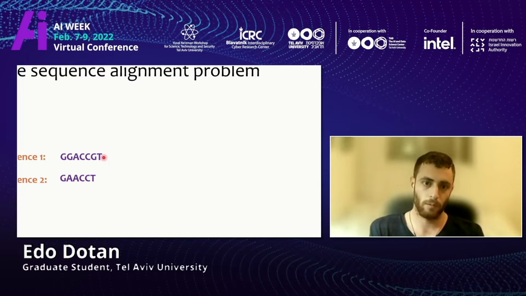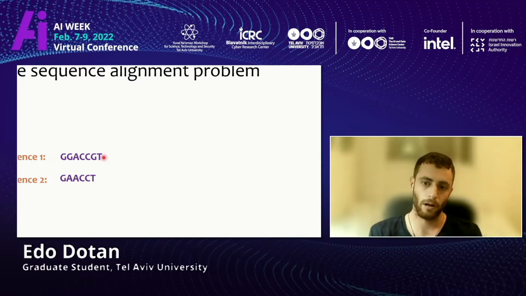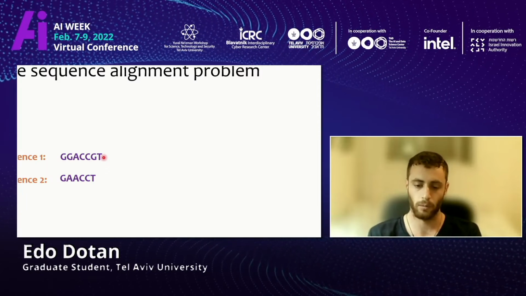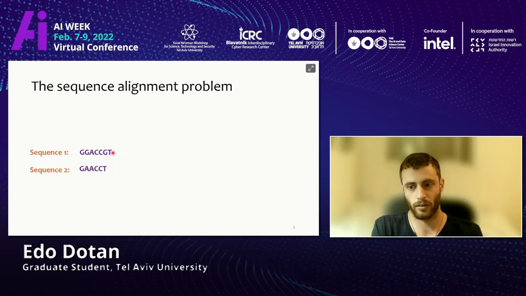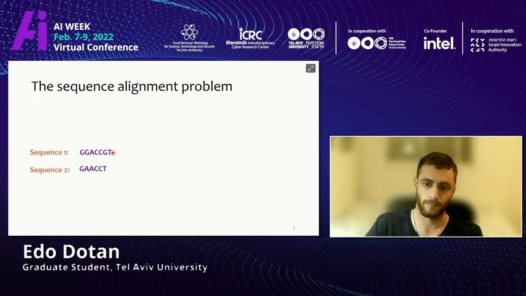The sequence alignment problem is known to be an NP-hard problem, and many biological tools use the alignment as an input. Without aligning sequences, one cannot do anything in the bioinformatics world.